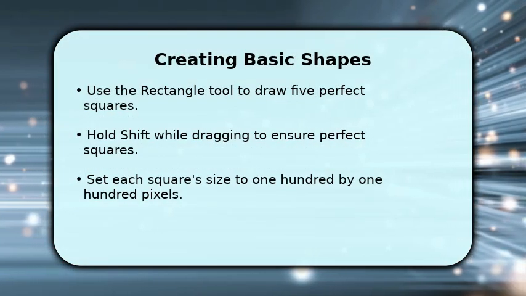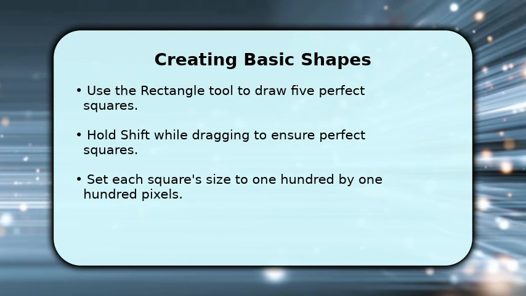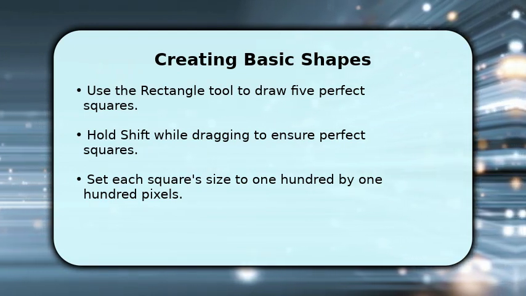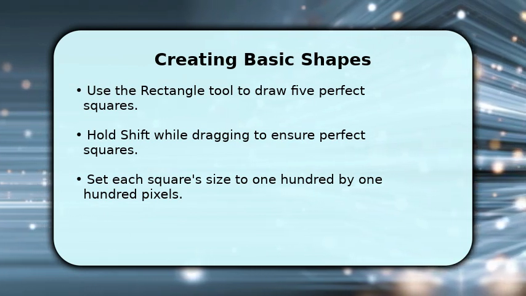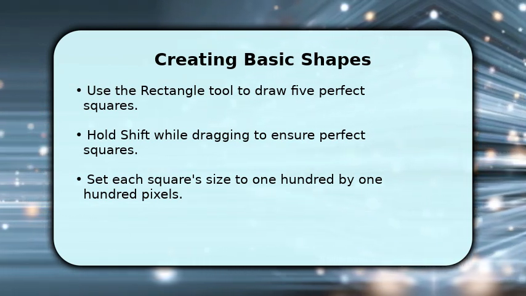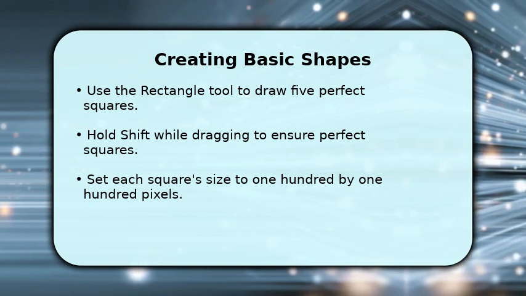Next, we'll create the fundamental building blocks of the Figma logo, 5 perfect squares. Grab the rectangle tool from the Shape menu. Remember to hold down the Shift key while you drag to constrain the proportions and create a true square.